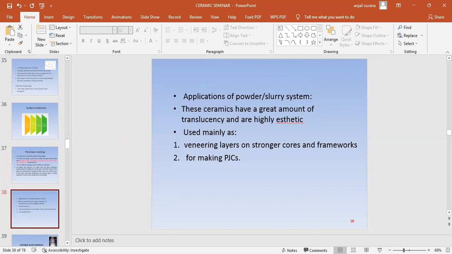Next is applications of powder or slurry system. These ceramics have a great amount of translucency and are highly aesthetic, used mainly as veneering layers on stronger cores and frameworks for making porcelain jacket crowns.